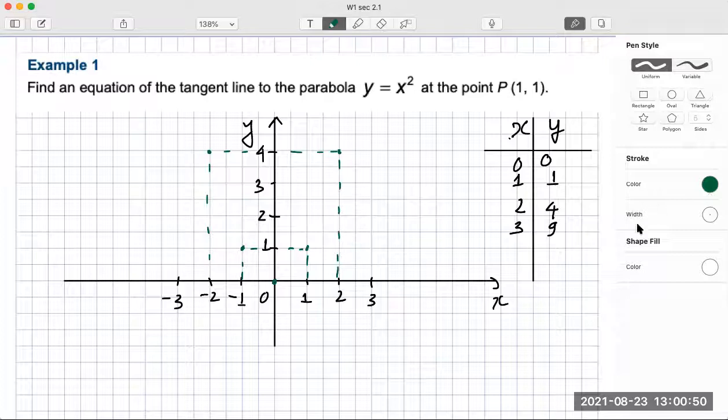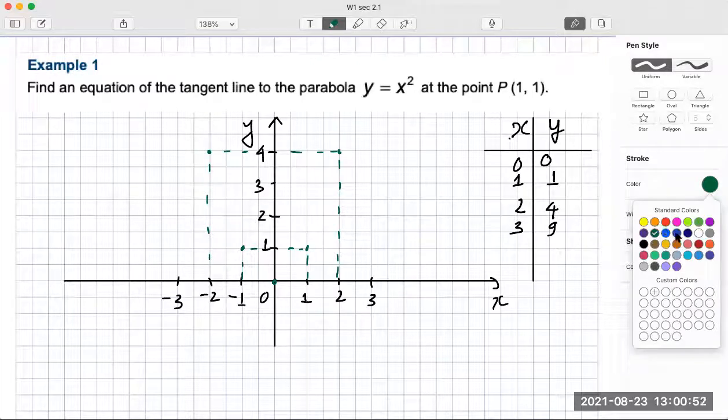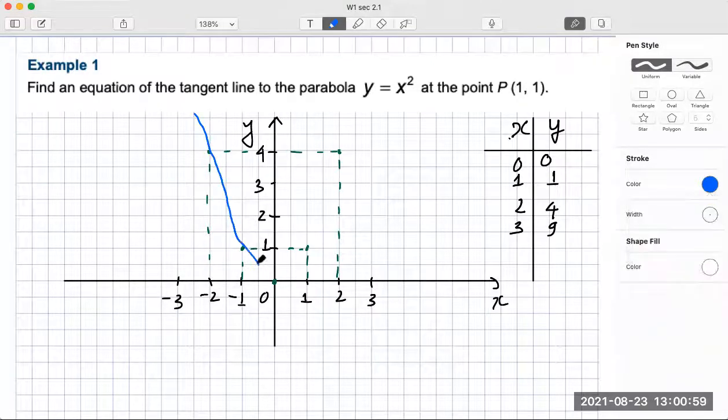Then we connect these points. It will give us the curve of this equation. It's not a good drawing, but okay, we accept it. This is the curve y is equal to x squared. Then find the tangent line of this parabola at the point P(1, 1).